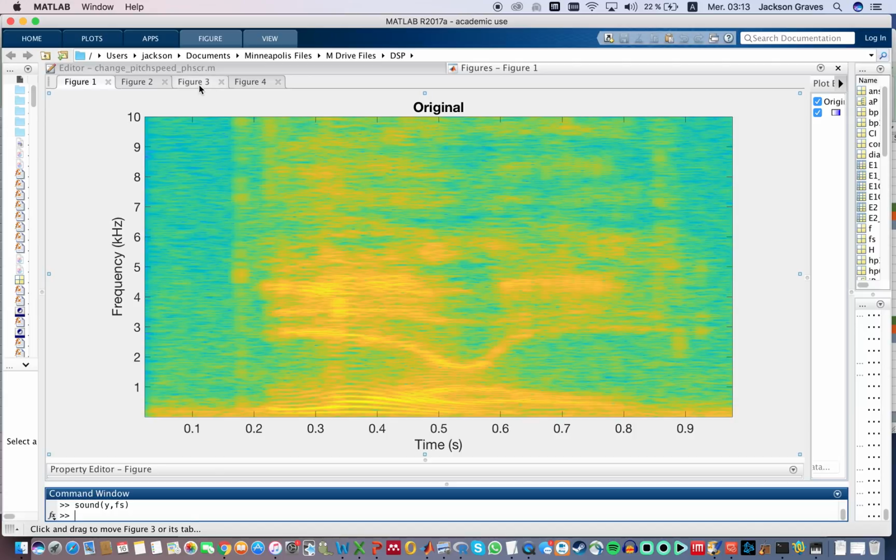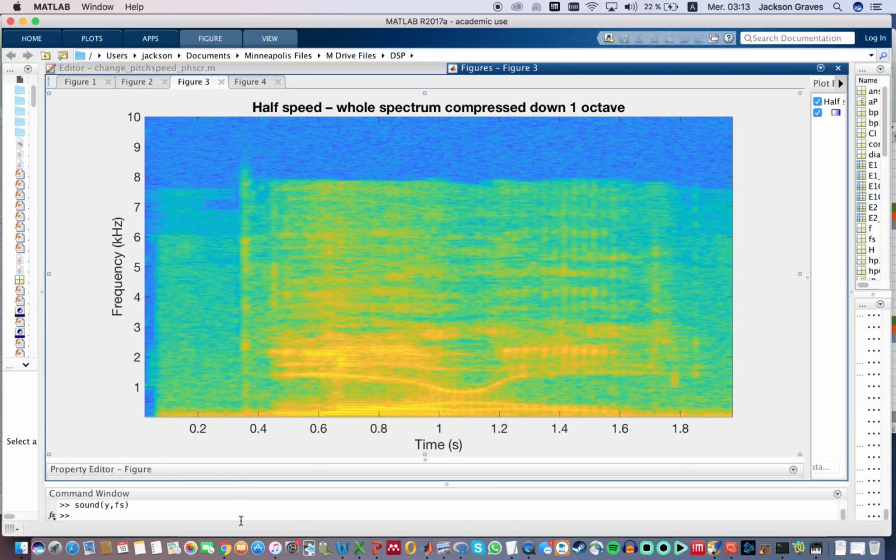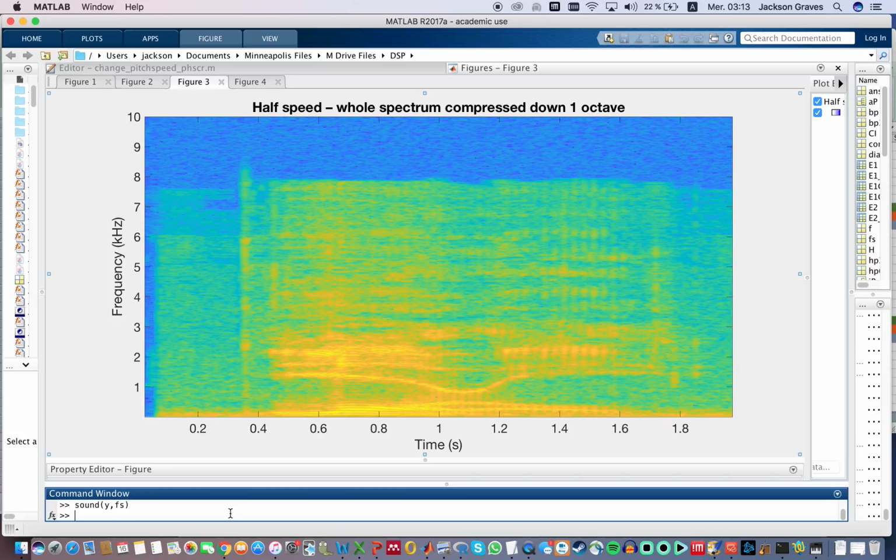Here's the version where the whole frequency spectrum is compressed downward by playing it at half speed.